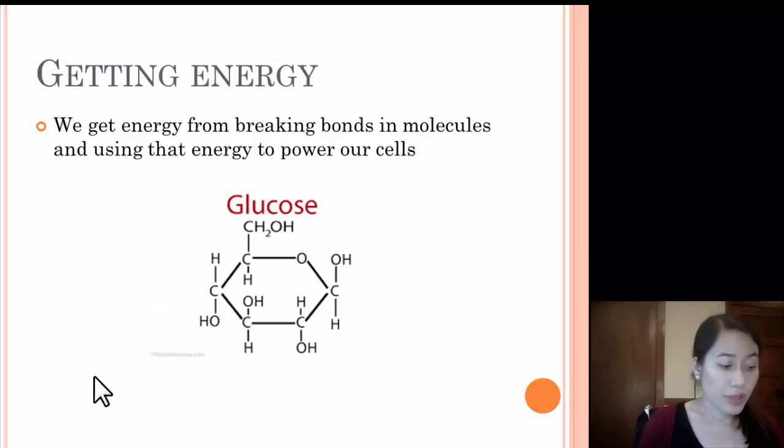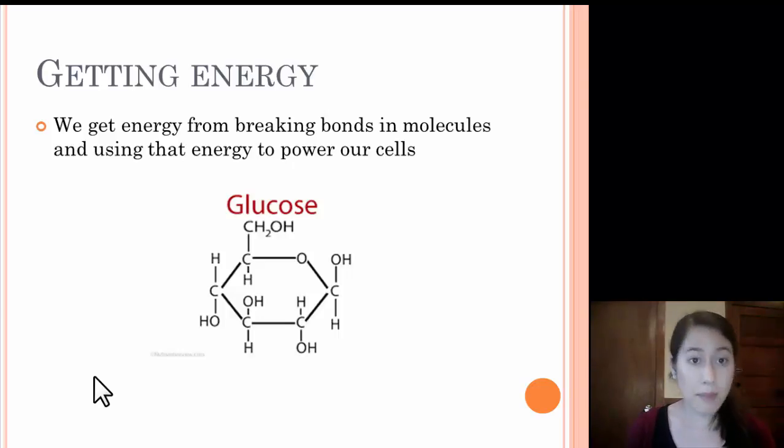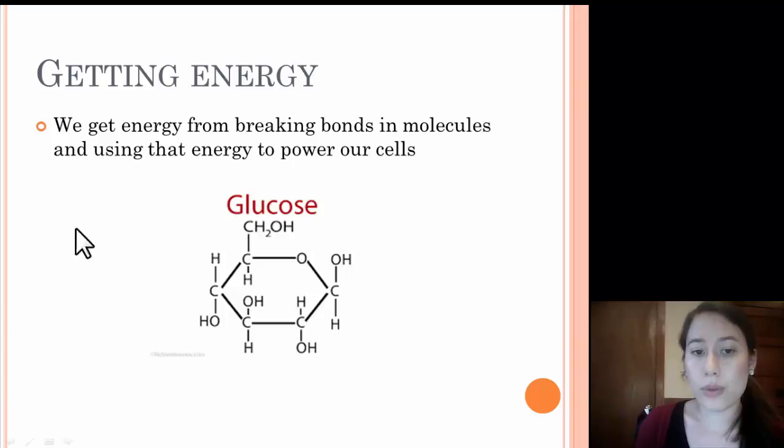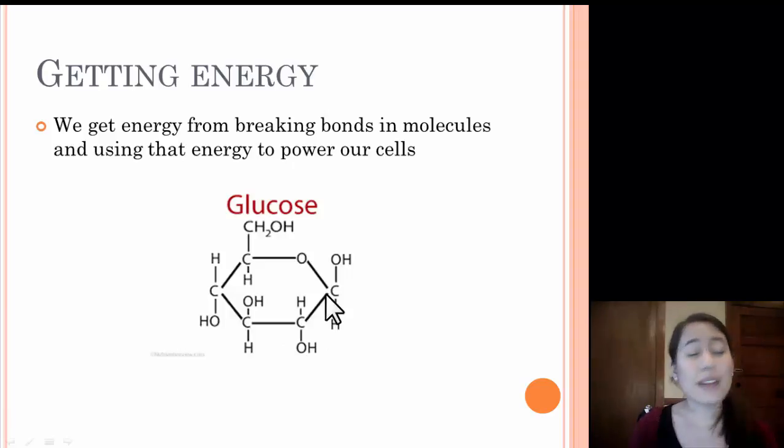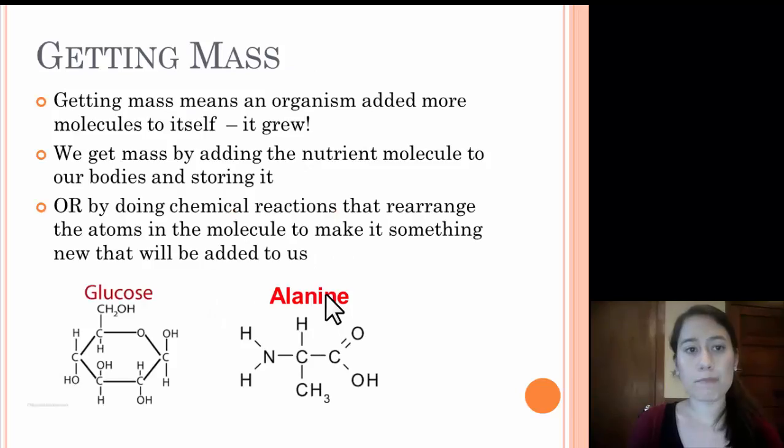I also said that we need nutrients in order to get energy. So we actually get energy when we break down the bonds in molecules and use the energy from breaking that stuff down to power our cells. So here's that glucose molecule. You can see those carbons here in the glucose. Your cells actually spend a lot of time ripping the glucose molecule apart, which releases energy, and then they use that energy to do other stuff, to make our cells go and accomplish the stuff that we need.